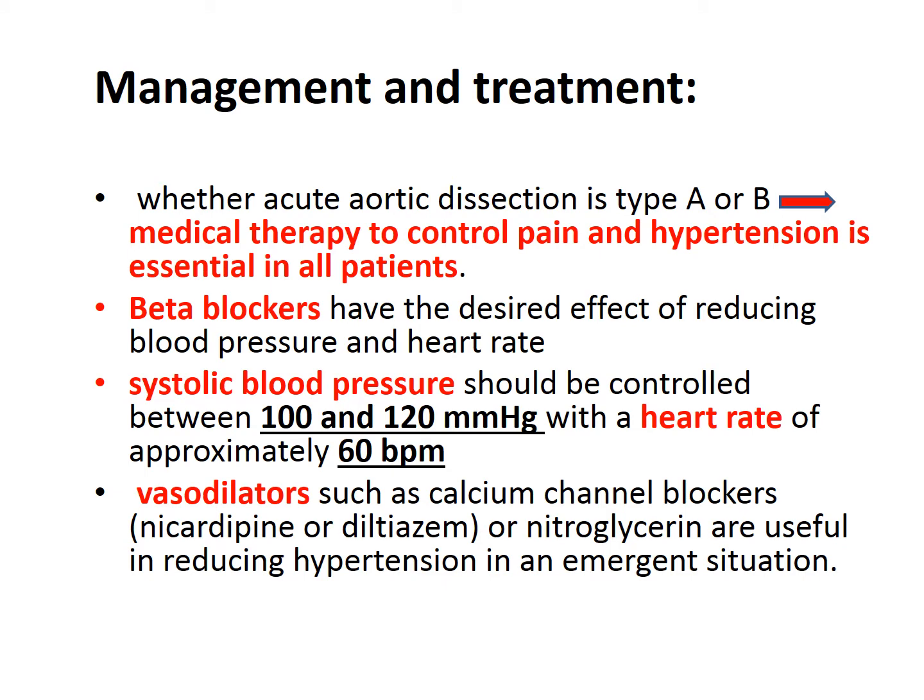Management and treatment of aortic dissection. Whether acute aortic dissection is type A or type B, medical therapy to control the pain and hypertension is essential in all patients. Beta blockers have the desired effect of reducing the blood pressure and the heart rate. Systolic blood pressure should be controlled between 100 and 120 mmHg, and the heart rate should be approximately 60 beats per minute. Vasodilators such as calcium channel blockers or nitroglycerin are useful in reducing the hypertension in the emergent situation.